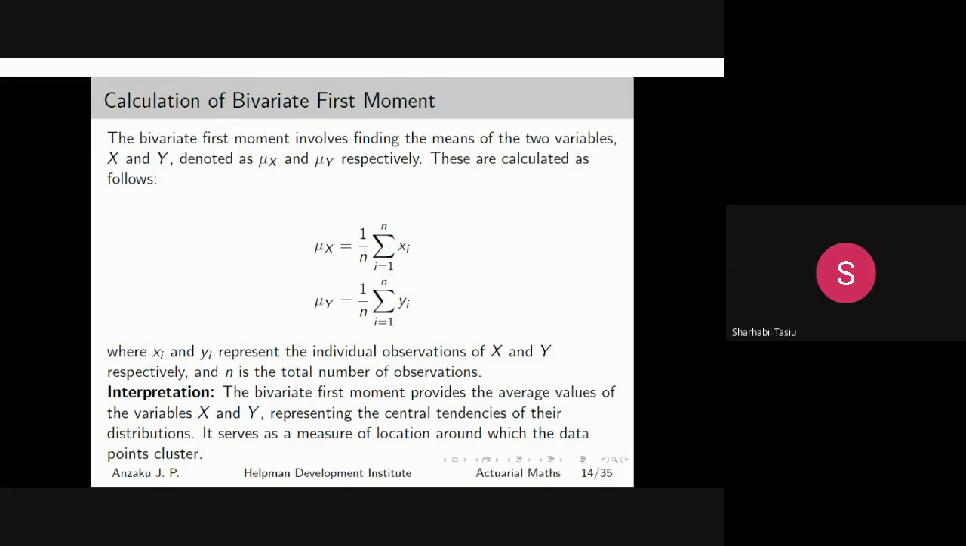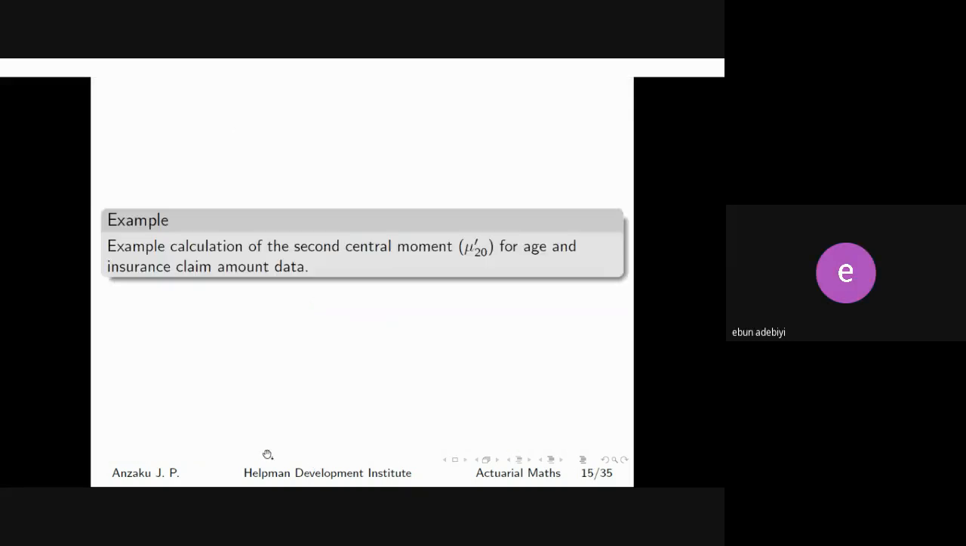So the bivariate first moment provides the average values of the variables x and y, representing the central tendencies of their distributions. It serves as a measure of location around which the data points cluster. Then we also have the calculation of the second central moment mu dash of 20 for age and insurance claim amount data.